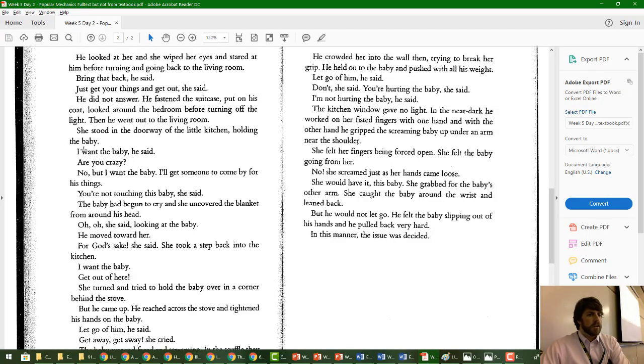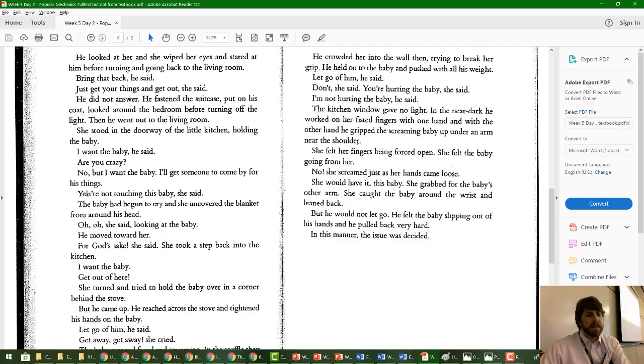She stood in the little kitchen holding the baby. I want the baby, he said. Are you crazy? No, but I want the baby. I'll get someone to come by for his things. His things? Why does he need things? Maybe they bought things that are no longer relevant. You're making this really sad. Yep.